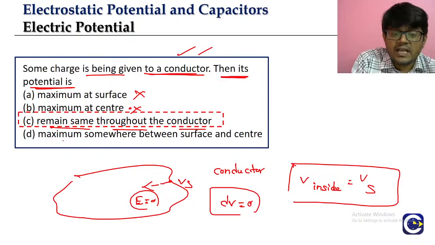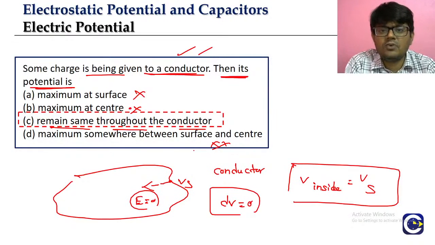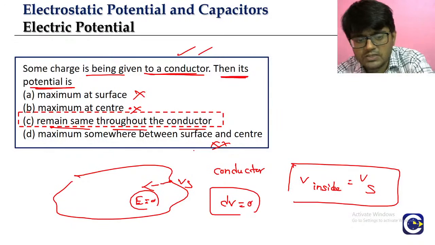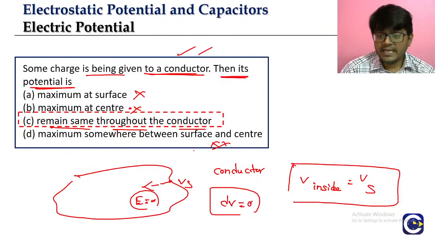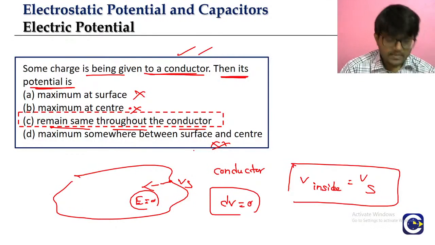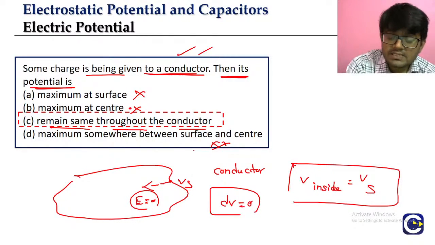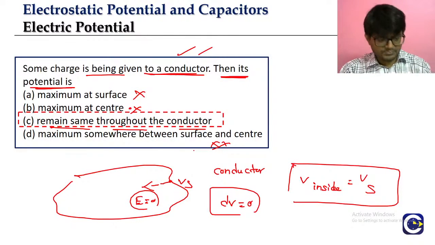Option D says maximum somewhere between the surface and the center. That is not correct, because at all the points between the center and the surface the potential will be the same. So what is the answer? Option C is the answer. This is an important area for questions in the NEET examinations. The electric potential due to a charged shell is the same as that of a charged conducting sphere, both give the same results. And then the electric potential due to a charged non-conducting sphere.